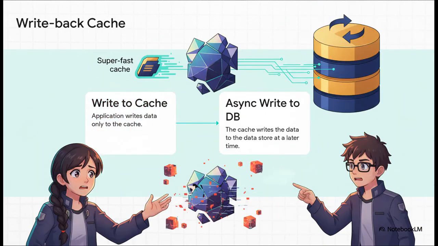Now, if you need the absolute maximum write performance, you use Write Back. Imagine you're posting a letter. With Write Through, you stand at the mailbox until a mail carrier shows up and confirms they have your letter. With Write Back, you just drop the letter in and walk away, trusting it'll get picked up later. The application writes data only to the superfast cache and just moves on. The cache then handles writing it to the database later, in the background. It's ridiculously fast, but it comes with a big risk. If that cache fails before the mail gets picked up, that data could be lost forever.